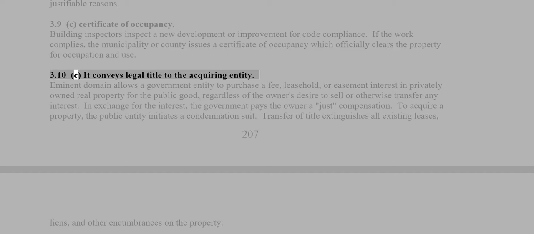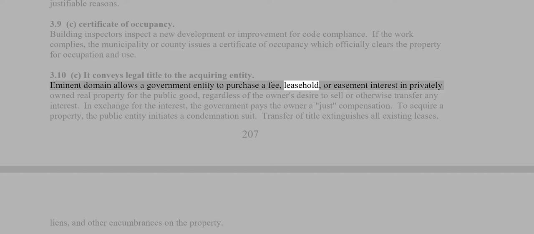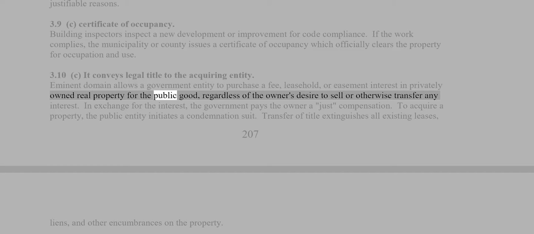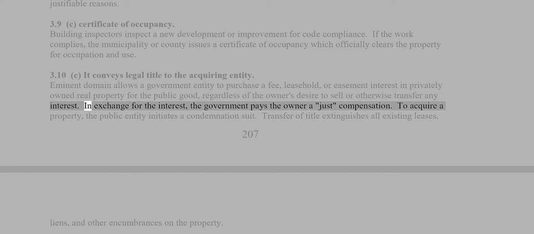3.10 C. It conveys legal title to the acquiring entity. Eminent domain allows a government entity to purchase a fee, leasehold, or easement interest in privately owned real property for the public good, regardless of the owner's desire to sell or otherwise transfer any interest. In exchange for the interest, the government pays the owner a just compensation.